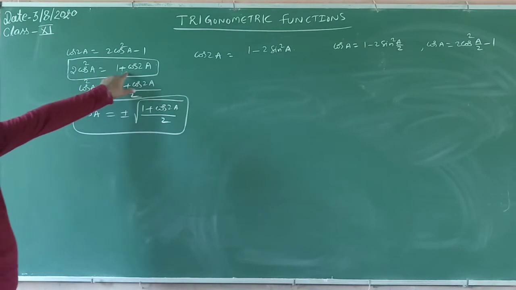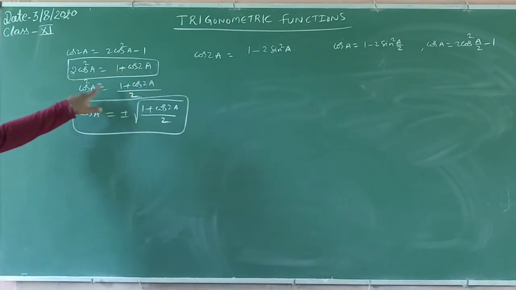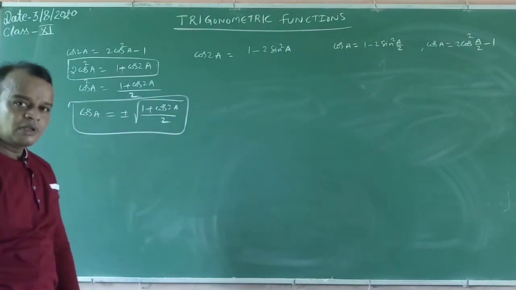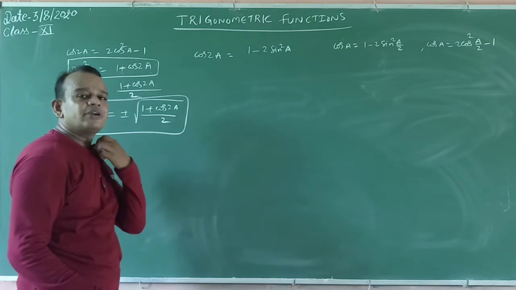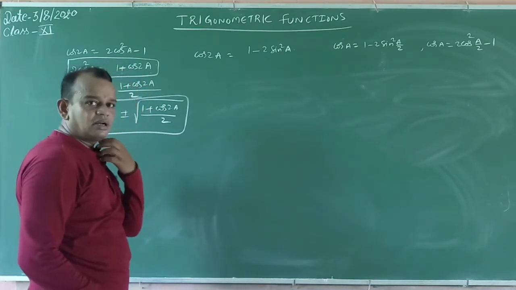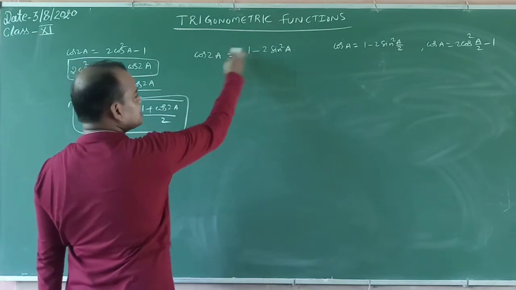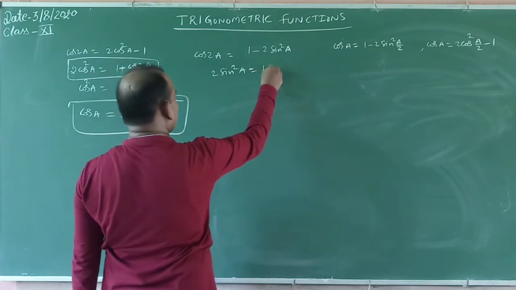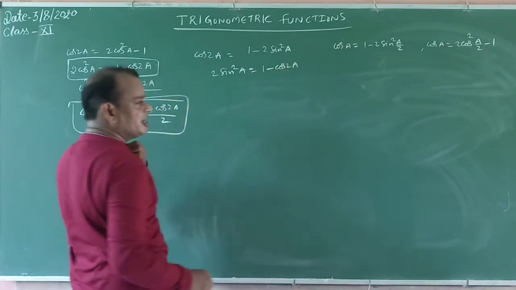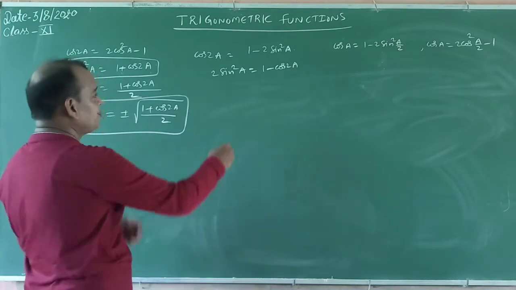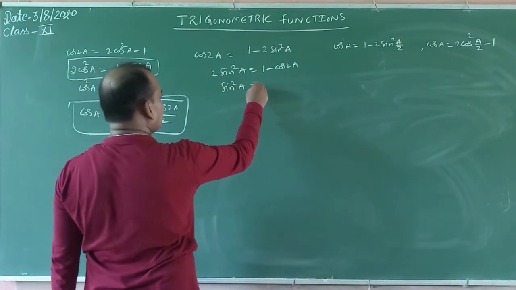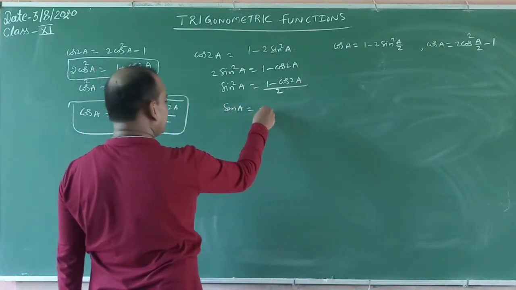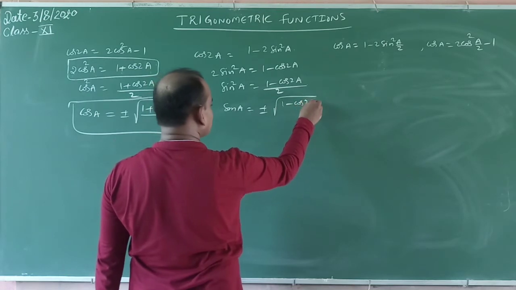You remember the formula? 1 plus cos 2a formula is 2 cos square a, cos square a formula is 1 plus cos 2a by 2, cos a formula is plus or minus root over 1 plus cos 2a by 2. Understood? Okay. Next, 2 sin square a is equal to 1 minus cos 2a. Now sin square a is equal to 1 minus cos 2a by 2. Now sin a is equal to plus or minus root over 1 minus cos 2a by 2.